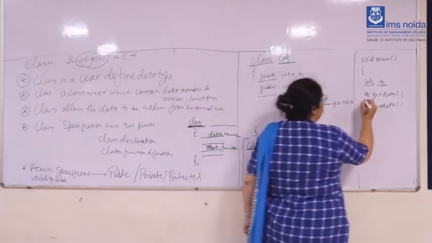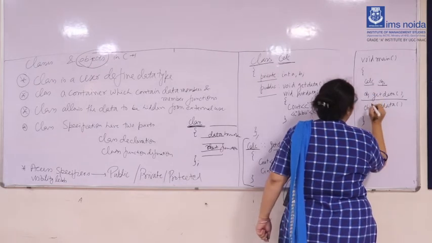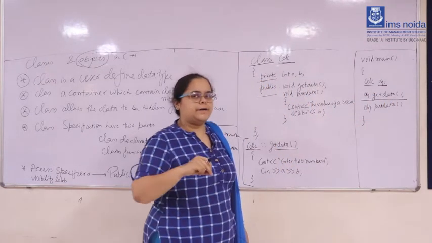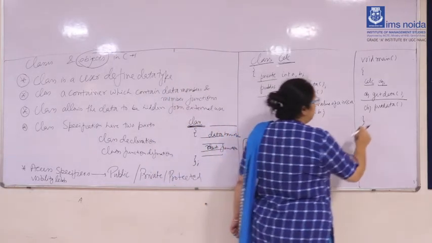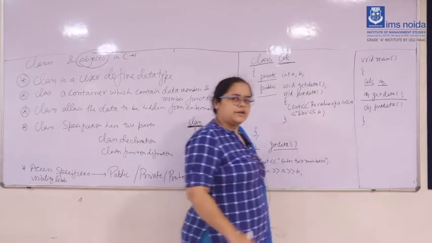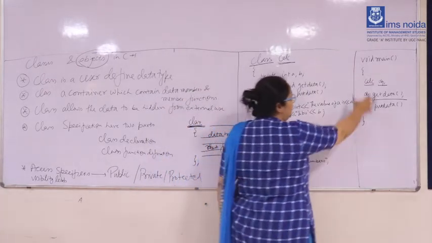Okay, then I use obj dot get data, that means the object and then the dot operator to access that particular function, then the object with the dot operator with the next function. Okay, so this is the program.